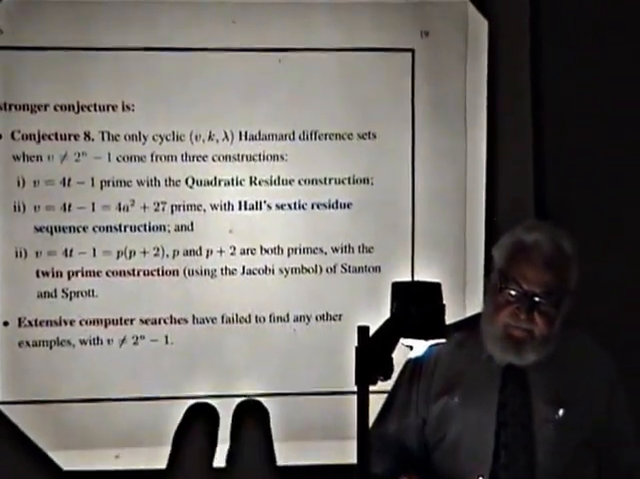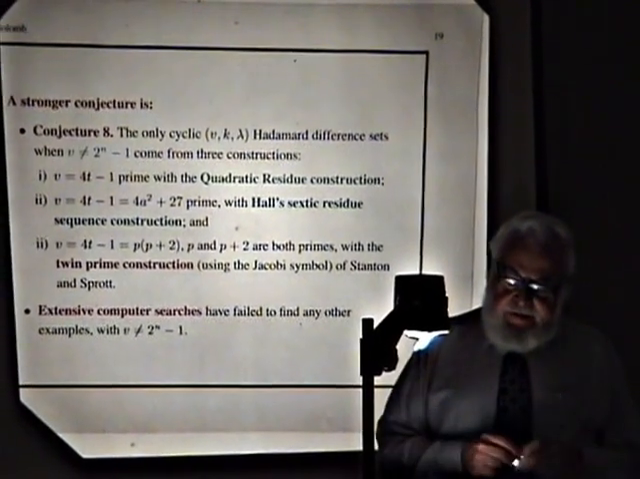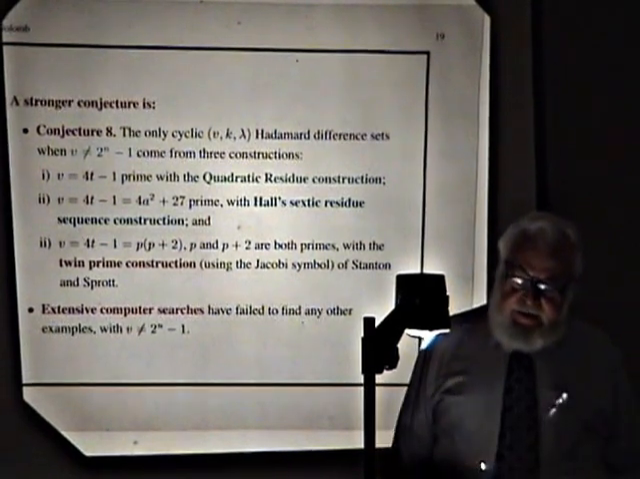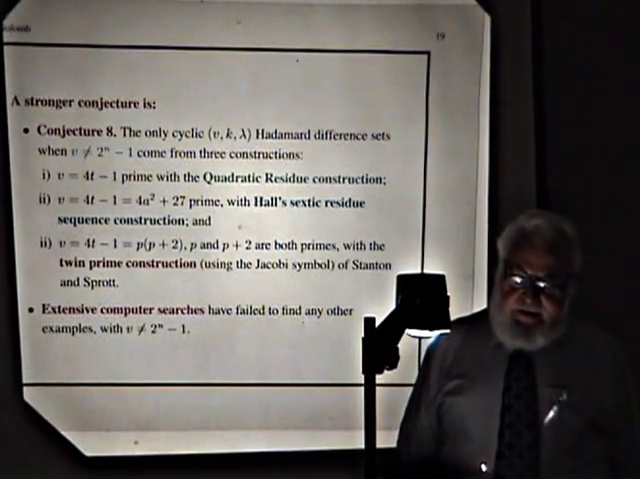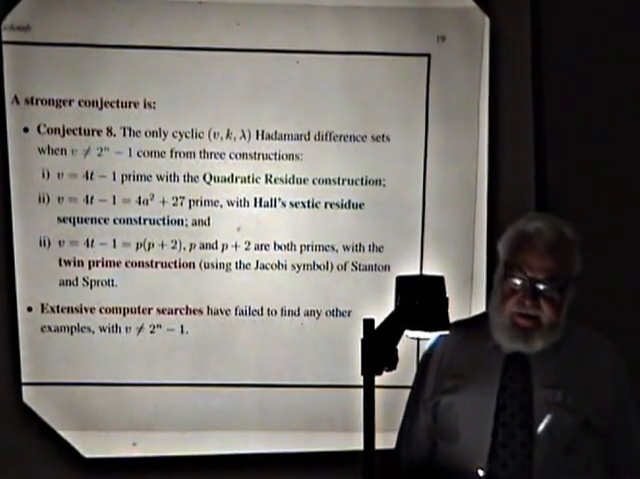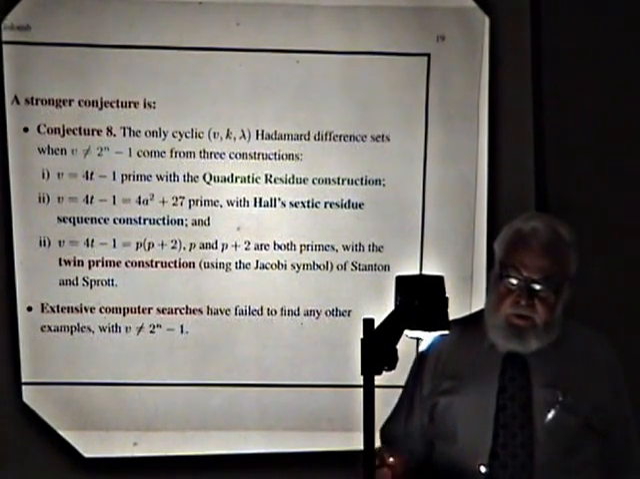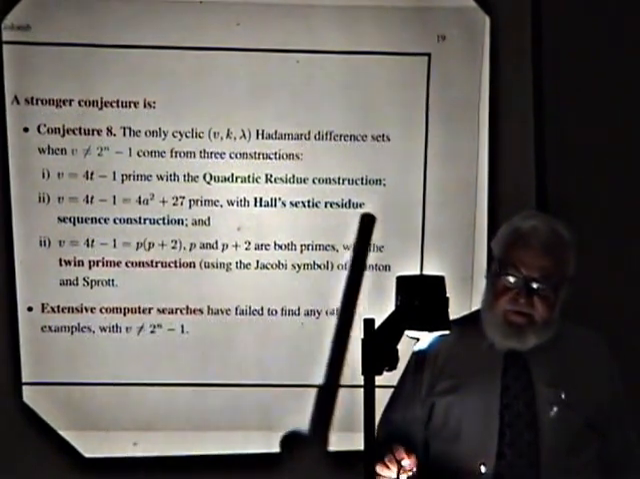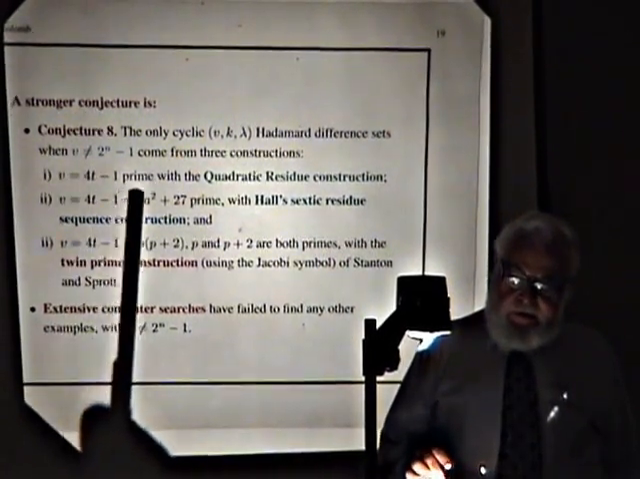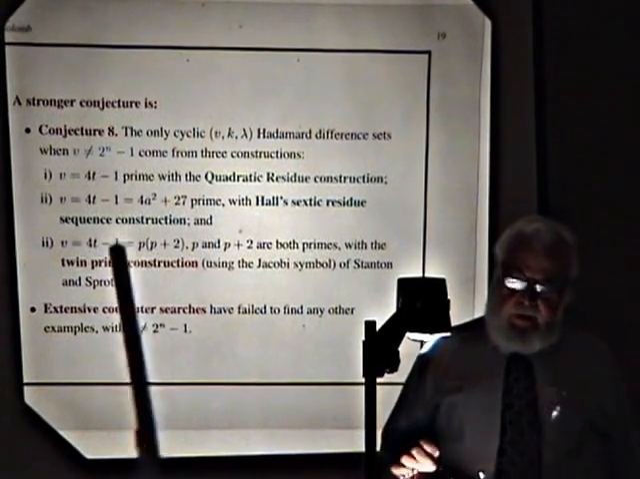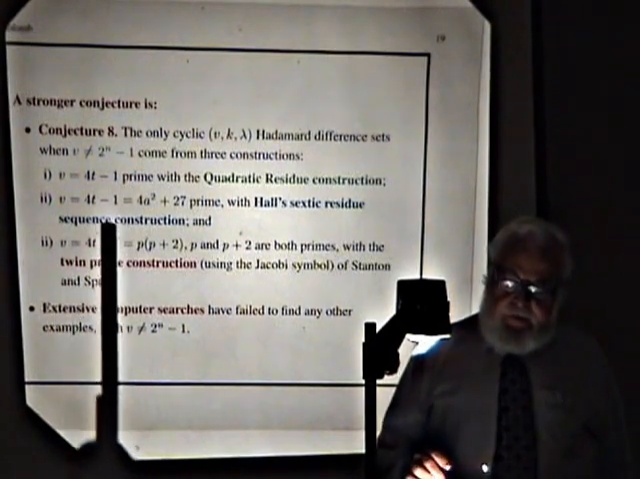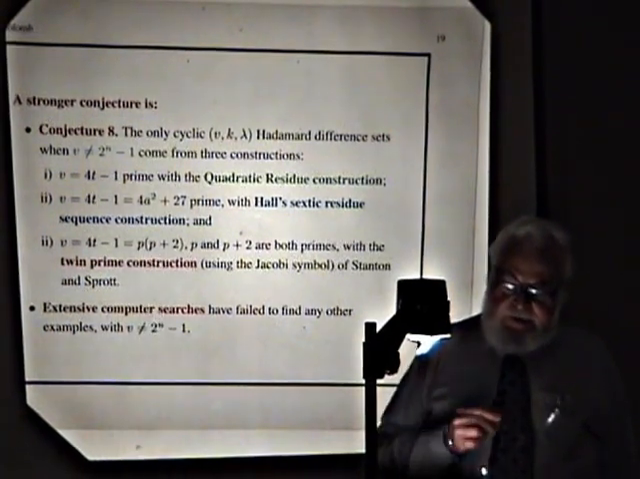So here's a summary of the constructions that we now know of for cyclic Hadamard difference sets. And the easy case, so to speak, is when v is not 1 less than a power of 2. And all the known examples there come from three constructions. One is the quadratic residue sequence or Legendre sequence construction whenever v equals 4t minus 1 is a prime number. For a subset of these primes, there's a second construction due to Marshall Hall if this prime is also of the form 4a squared plus 27.